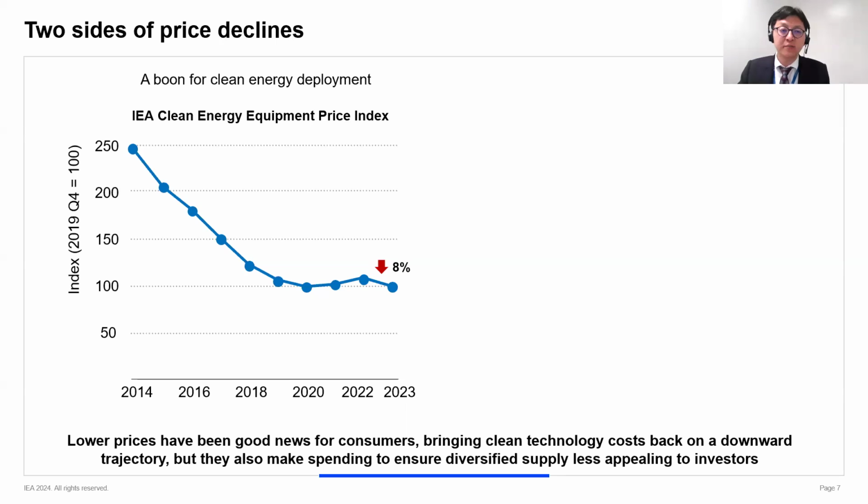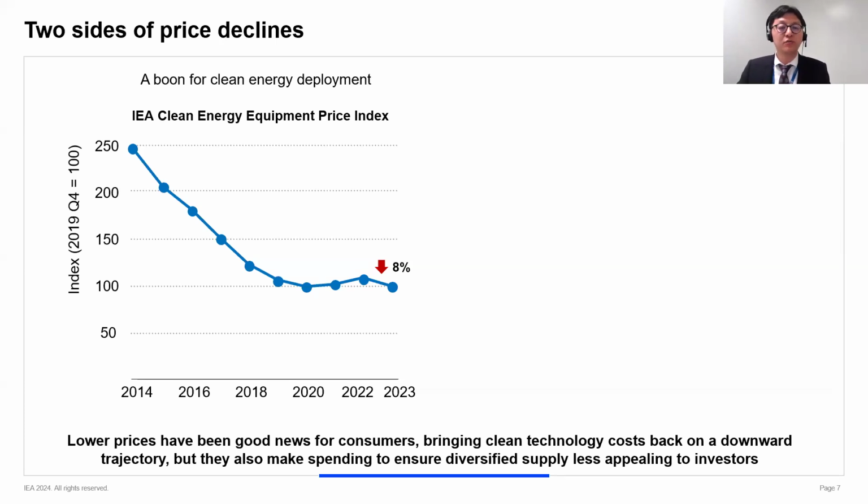As you can see from the chart, until 2020 this price index just kept declining. But in 2021 and 2022, the second year in a row, the trend was reversed, so the cost increased by a certain percentage in these two years. Now, with falling material prices, the price index is on a downward trajectory with an 8% decline, and we estimate the battery pack cost declined by 14% this year.